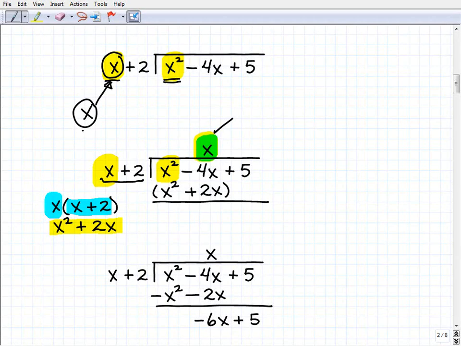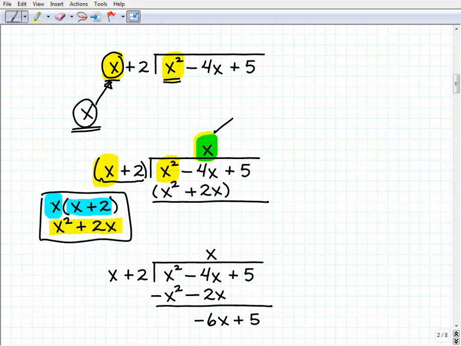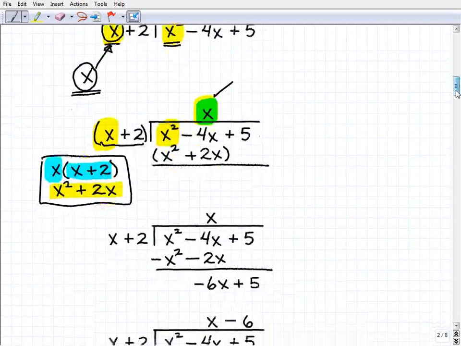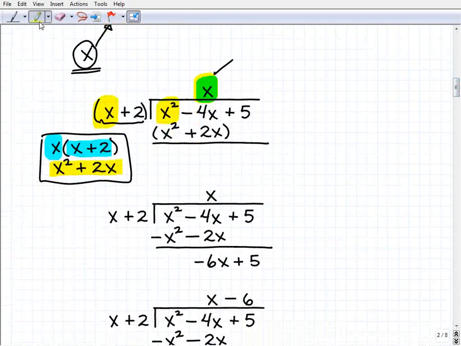Now, what we're going to do with that x is multiply it by this x plus 2, and that's this work right here. So we did x times x plus 2, and you get x squared plus 2x. So if you understand that, then you're pretty well into being able to do this entire problem.